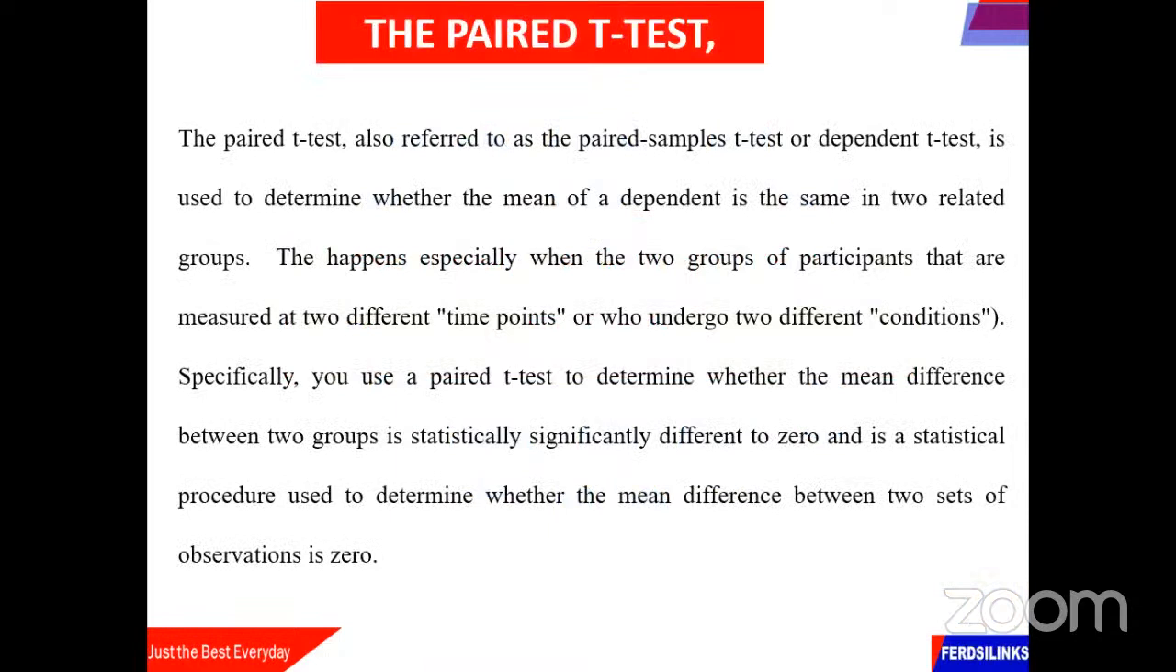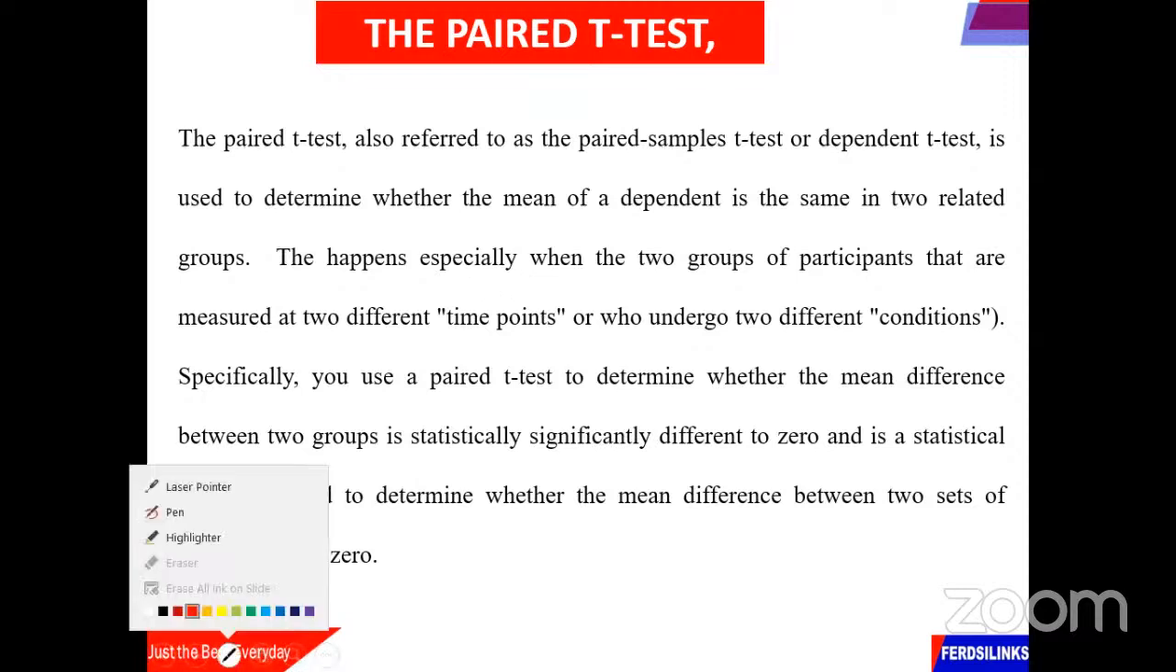Examine, like you can see from my slide, it says that the paired t-test is also considered as the dependent t-test. And what we basically use it for is to determine whether the mean of a dependent variable varies between two related groups. Now, the keyword from this is the aspect of related groups.